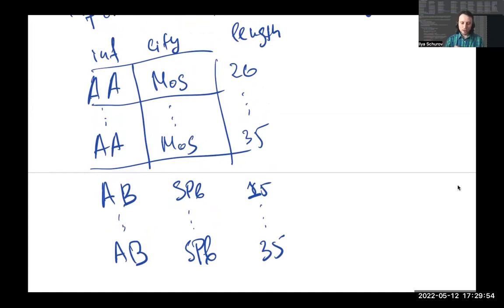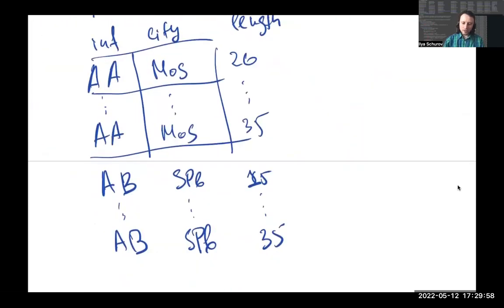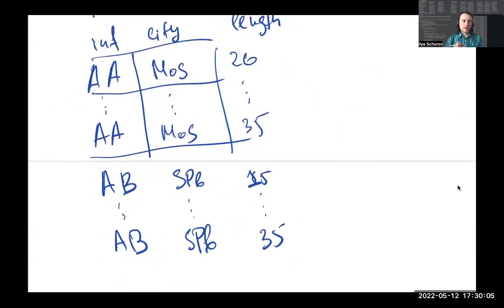So you see that in this case, even despite the fact that we have a lot of data, a lot of observations, it is very easy to obtain a significant result from a statistical point of view. But this result does not give us the answer to the question we are actually interested in. We are interested in the difference between cities, not informants.